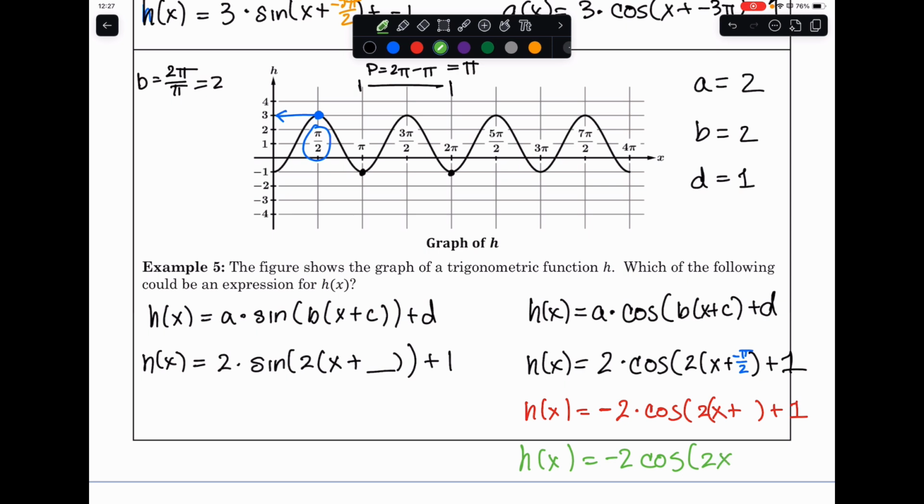This would just be 2x plus 1, because I'm not going to shift that at all. I'm already going to start down here at 0, okay?